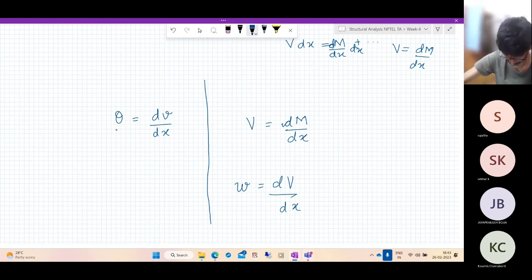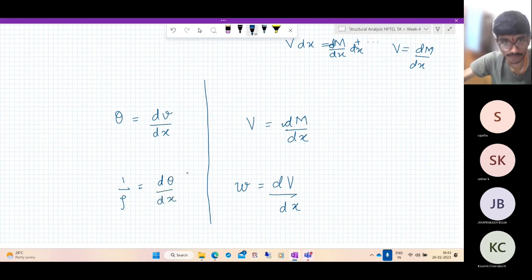So here you have 1 by rho. This curvature is equal to d theta by dx, which is also the same as M by EI. Now, if you see, these two systems are mathematically identical.